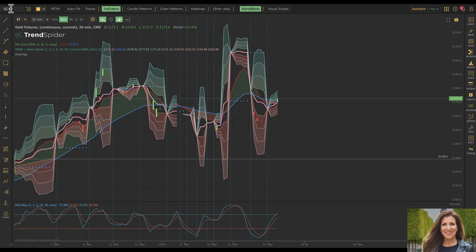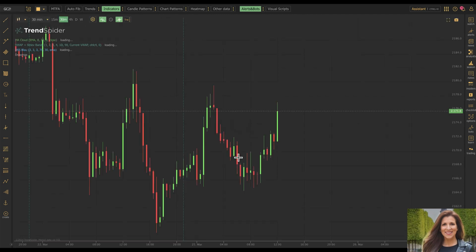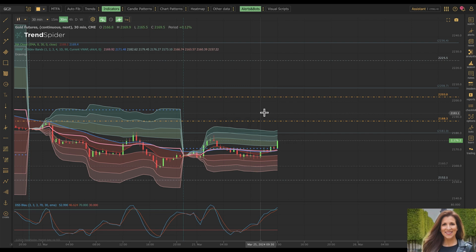Whoops, wrong contract. All right, gold lifting a little, right? Momentum is up, trend is flat. What does that tell you? Cross current. That means you'll be able to take it long, but you better get out when it gets near those third standard deviations. Trend is the most important thing.